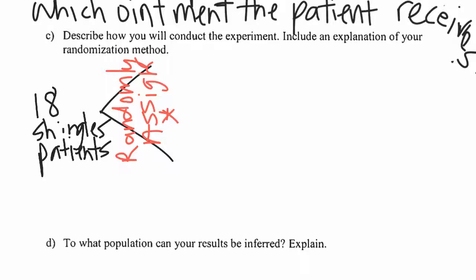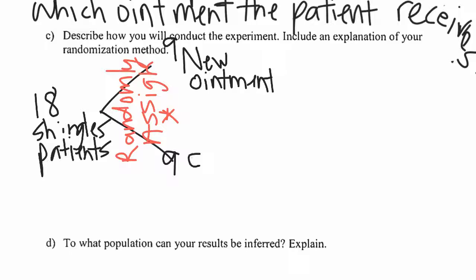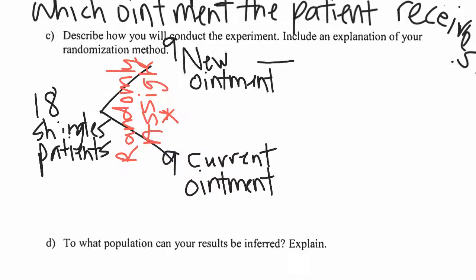What's next? What are our 2 different treatments? State your treatments very well. Placebo ointment? Okay, so we have new ointment. Remember, we decided that we don't need a placebo one. We can put 9 in the new ointment one and 9 in, what was the control group? The current ointment. Very good. Okay, all right, very good. That's our treatments. State your treatments very well.